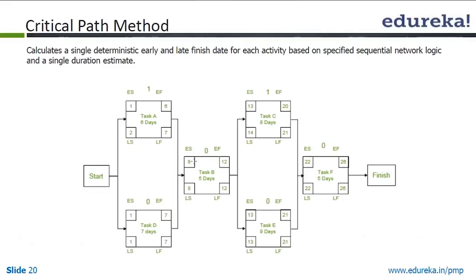Now consider a situation where there are two parallel activities and the predecessor is only a single activity. In that case, the same early start will come for both, and then again you add the duration and minus 1. So 13 plus 8 is 21, minus 1 is 20. So 20 becomes your early finish. Whereas 13 plus 9 is 22, minus 1 is 21. So 21 is the early finish of task E.